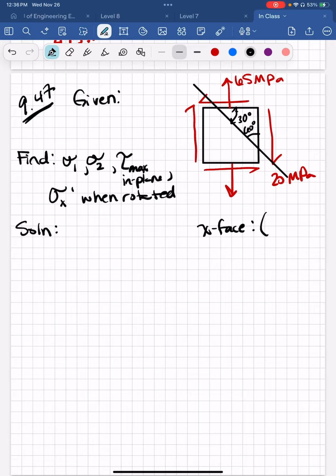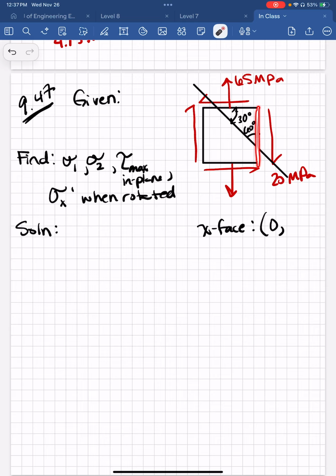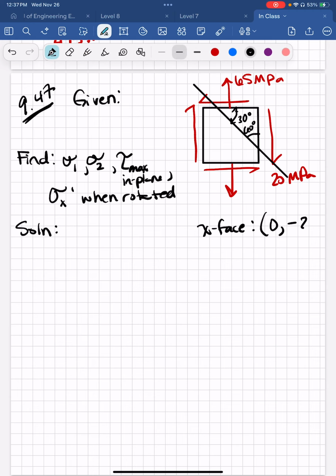So x face is the stress in the x direction, which is 0 here. Y face is that tau, and we're looking at the x face right here. And so this tau is moving in this direction. So that's in a clockwise direction, which is negative, or you can do the right hand rule. So that'd be negative 20.